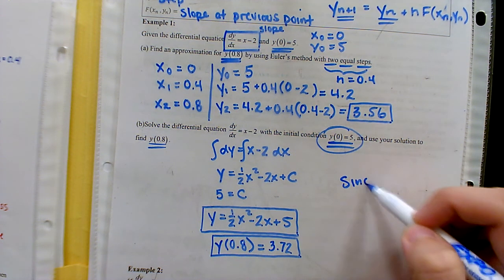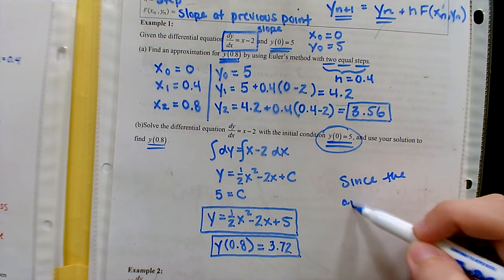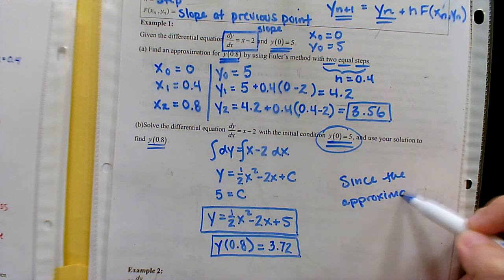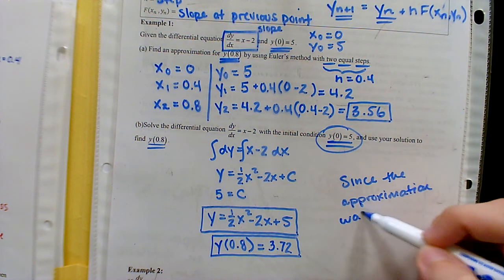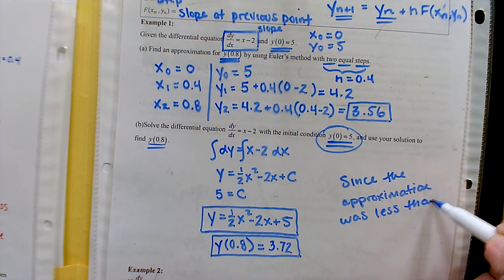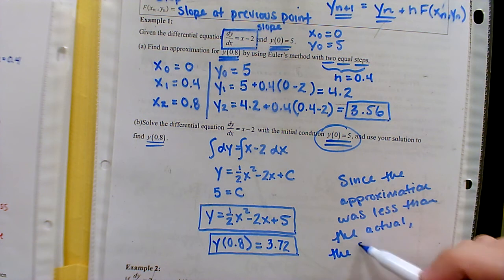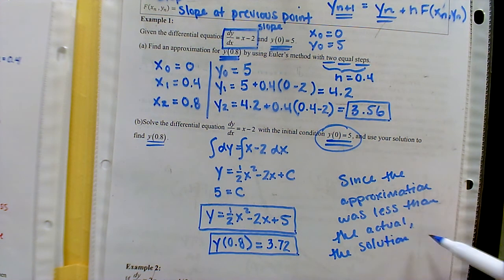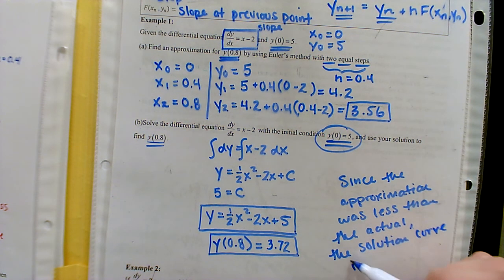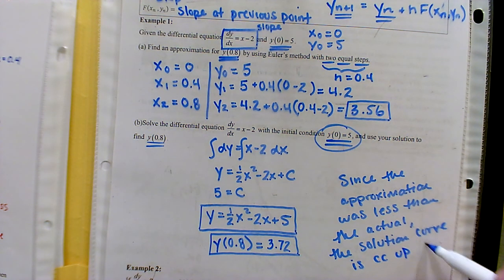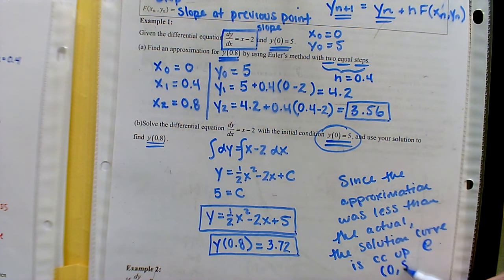Okay, so since the approximation was less than the actual, the solution curve or graph, whatever you want to say, is concave up at the specific point of 0, 5. Okay? We might not know what the concavity is at other points, but we know for certain at 0, 5 it is concave up, because that's the point that we started with.